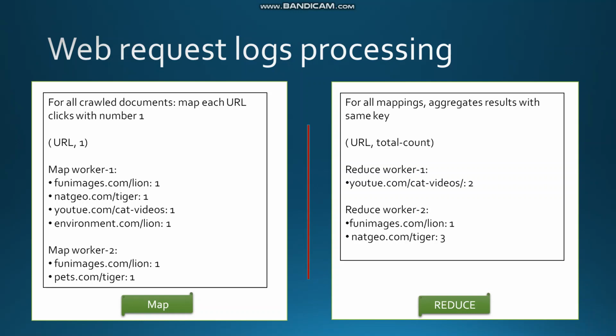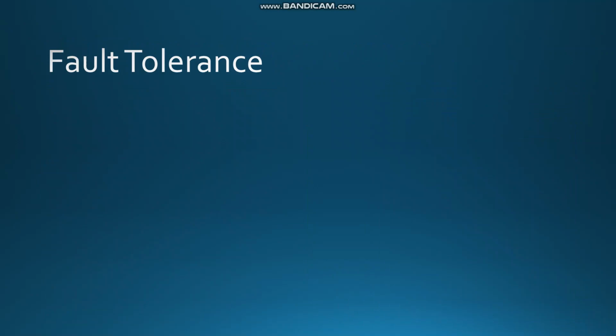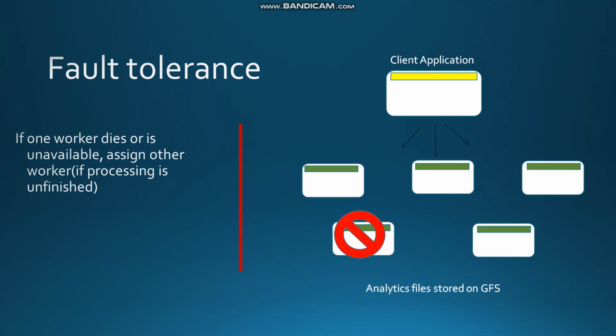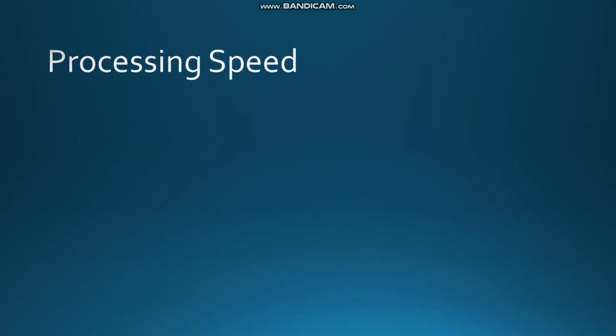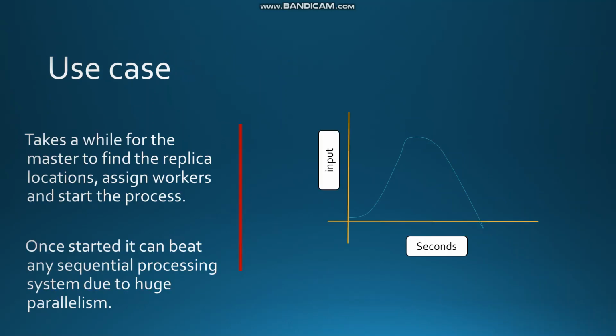And for each of these MapReduce jobs, we have fault tolerance. So, for example, while doing the processing, if one of the workers or one of the servers goes down, then the master thread gets to know about it and it can assign some other worker on some other server to do the same processing. And finally, this MapReduce job is much faster than doing sequential processing.